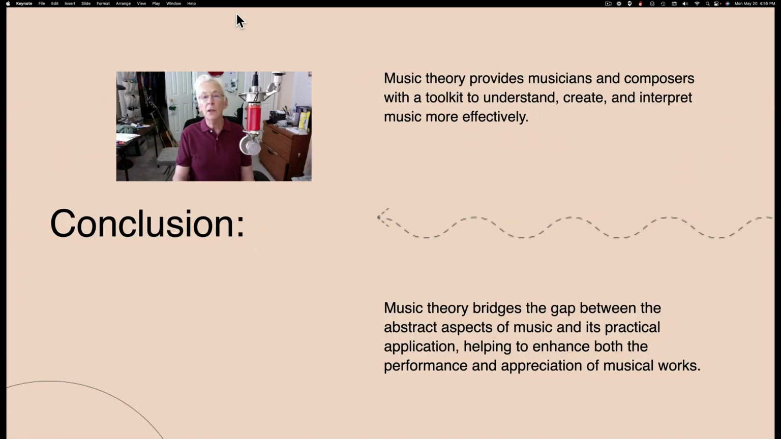So in conclusion, our music theory intro wraps up with these 2 thoughts. To tie it all together, music theory provides musicians and composers with a toolkit to understand, create, and interpret music more effectively. Music theory bridges the gap between abstract aspects of music and practical applications. Music theory helps us to enhance both the performance and appreciation of musical works.